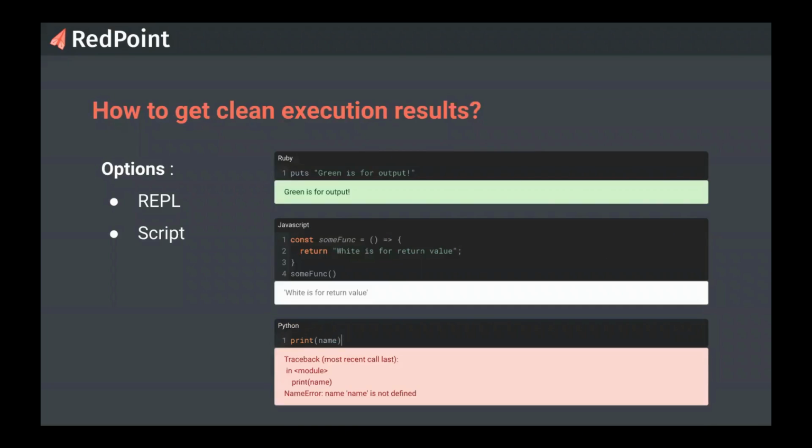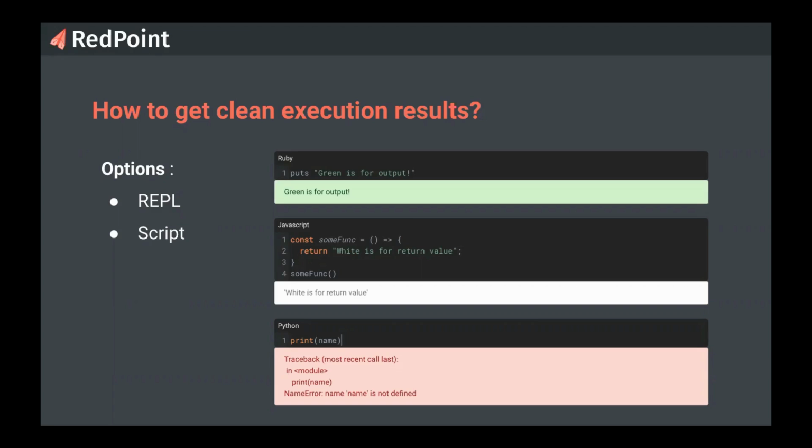And one of the primary challenges in this section was how to get clean execution results. As we see in this example, we have the standard out, or the output of that put statement, in green. We have return values in white, and the error down below in red.